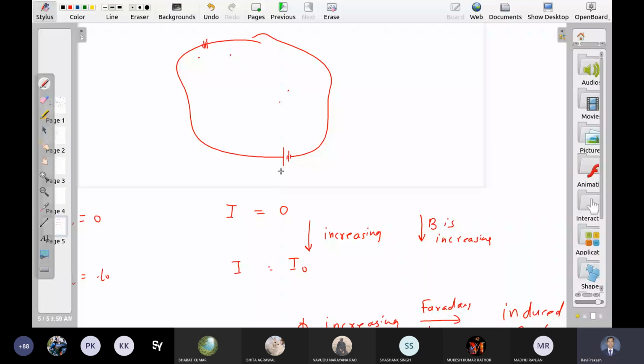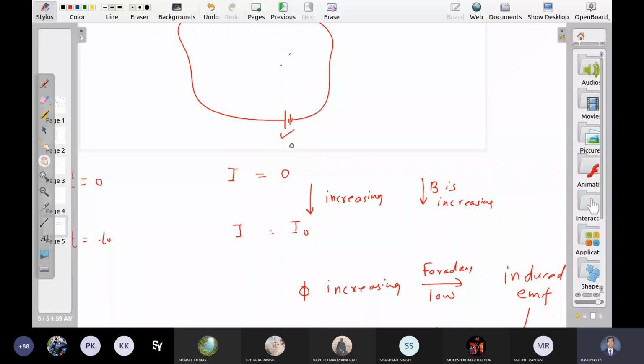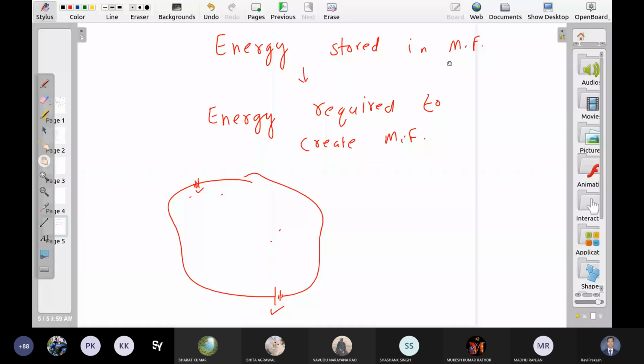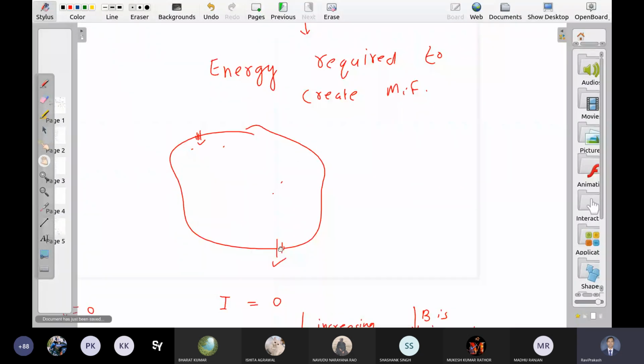So it is not easy to set up any current in the coil. You have to invest some energy. Obviously that energy is coming from this battery. So to set a current, we have to put in some energy. So what is the energy stored in the magnetic field? Obviously the energy lost by this battery. So we will calculate in the next class how much energy is lost in setting a current I.